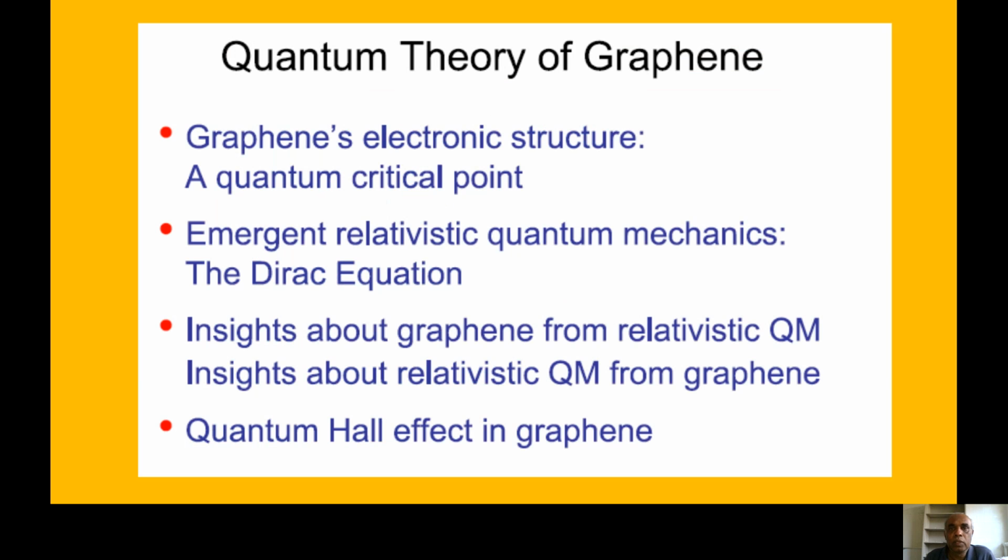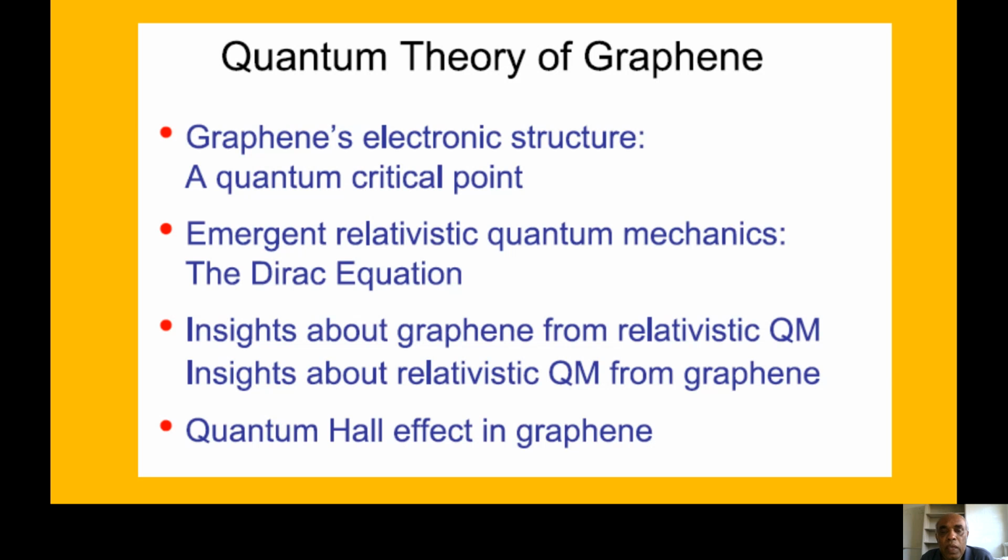There are so many other exotic behaviors that make graphene a very exciting material for many researchers. In terms of quantum theory of graphene, if you look at graphene's electronic structure, it is quite different from the electronic structure of other metals and semiconductors and other materials. It also supports emergent relativistic quantum mechanics. Mostly we are talking about the Dirac equation, whereas for most other semiconductors we use the conventional Schrodinger equation to study the quantum properties. Here we are talking about relativistic quantum mechanics.